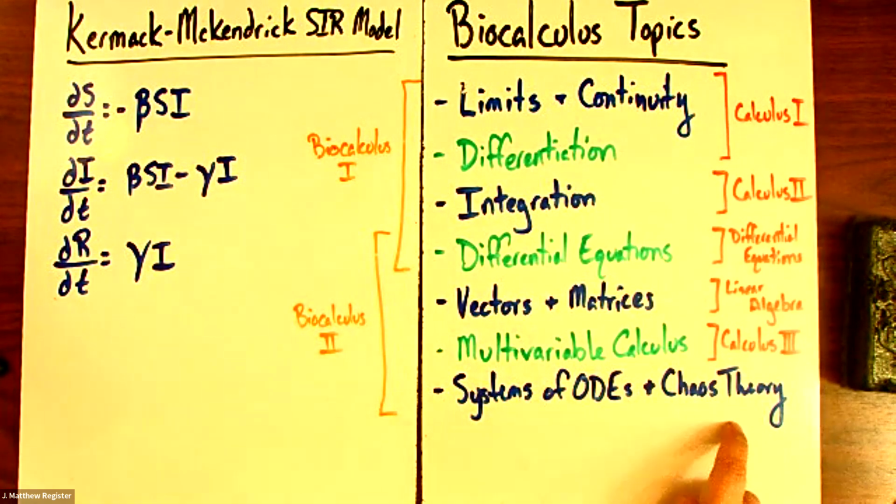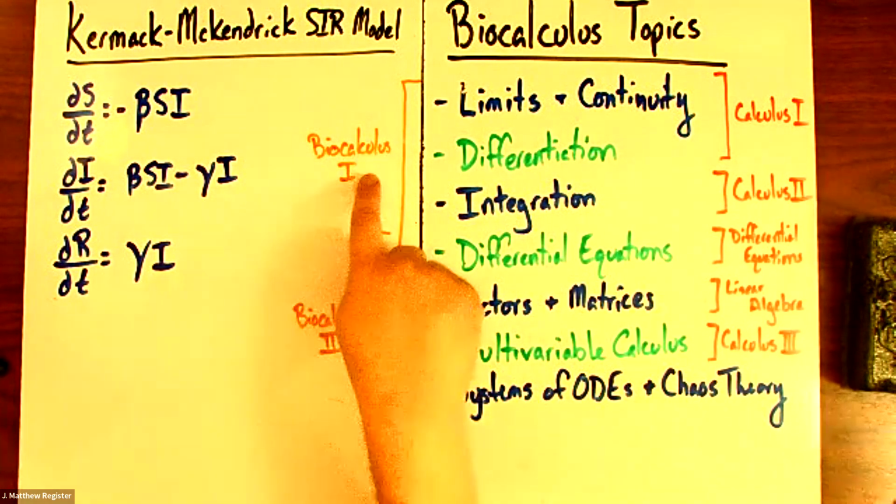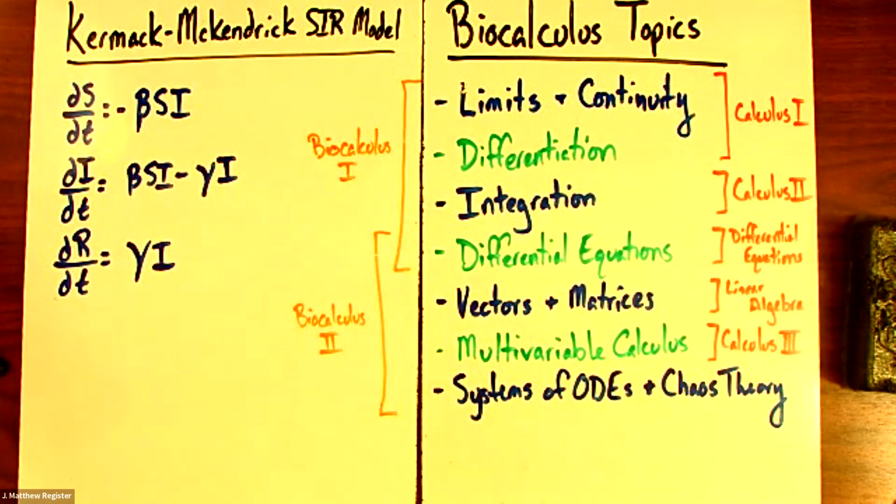And then systems of ODEs and chaos theory is usually an upper division math class. And so the BioCalculus series, which we do in 2 calculuses, is really covering 6 different courses. We are going to be doing it at a very accelerated pace, though, like extremely accelerated.